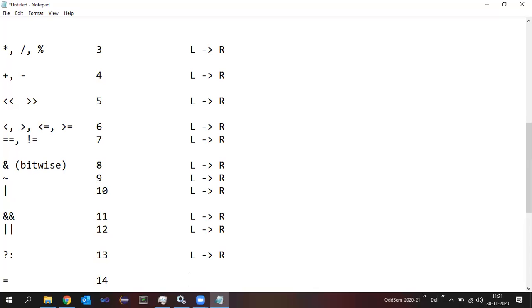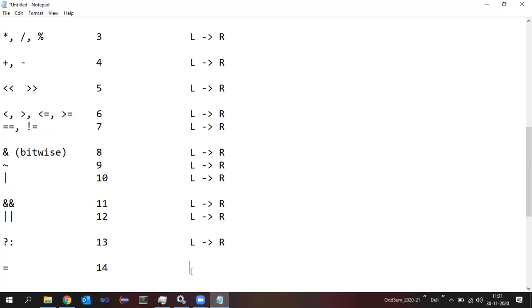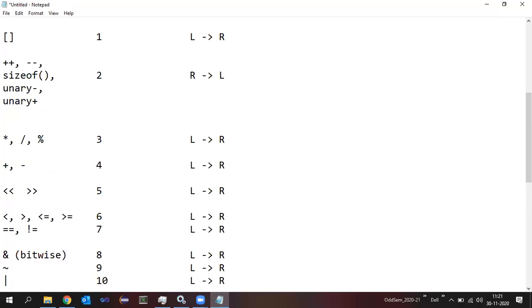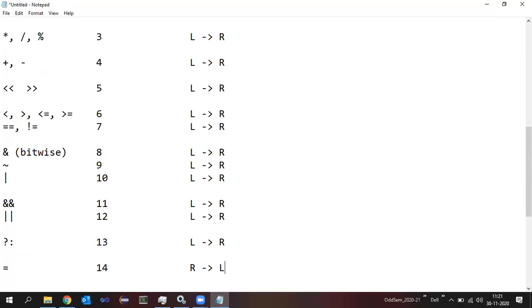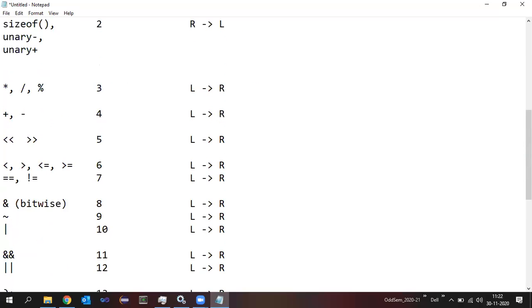The assignment operator is right to left. This is the operators and their priorities and associativities. Here you may wonder, sir, so many are there, how shall we remember them? Eventually, when we see the programs or problems associated with this, you will get to know how we need to use them.